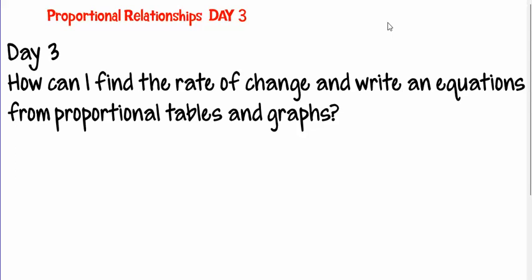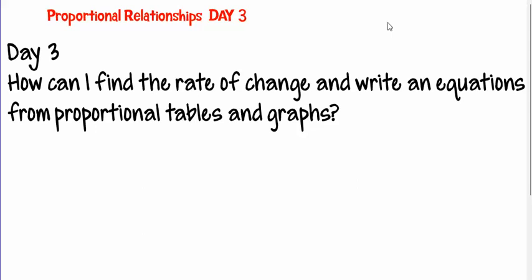So today's lesson is we're continuing proportional relationships. We have looked at identifying a proportional relationship. We have looked at it from tables and charts, identifying proportional relationships and writing an equation. So today, we're still going to identify the rate of change and write an equation, but today we're going to be looking more specifically at graphs.